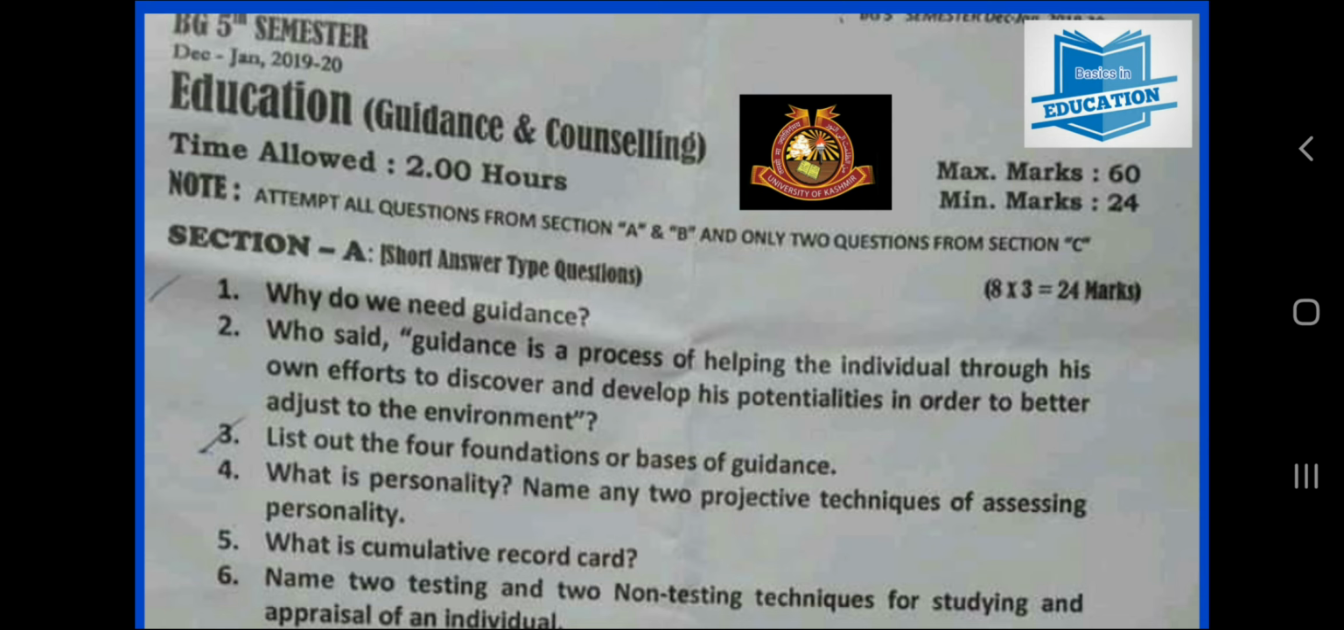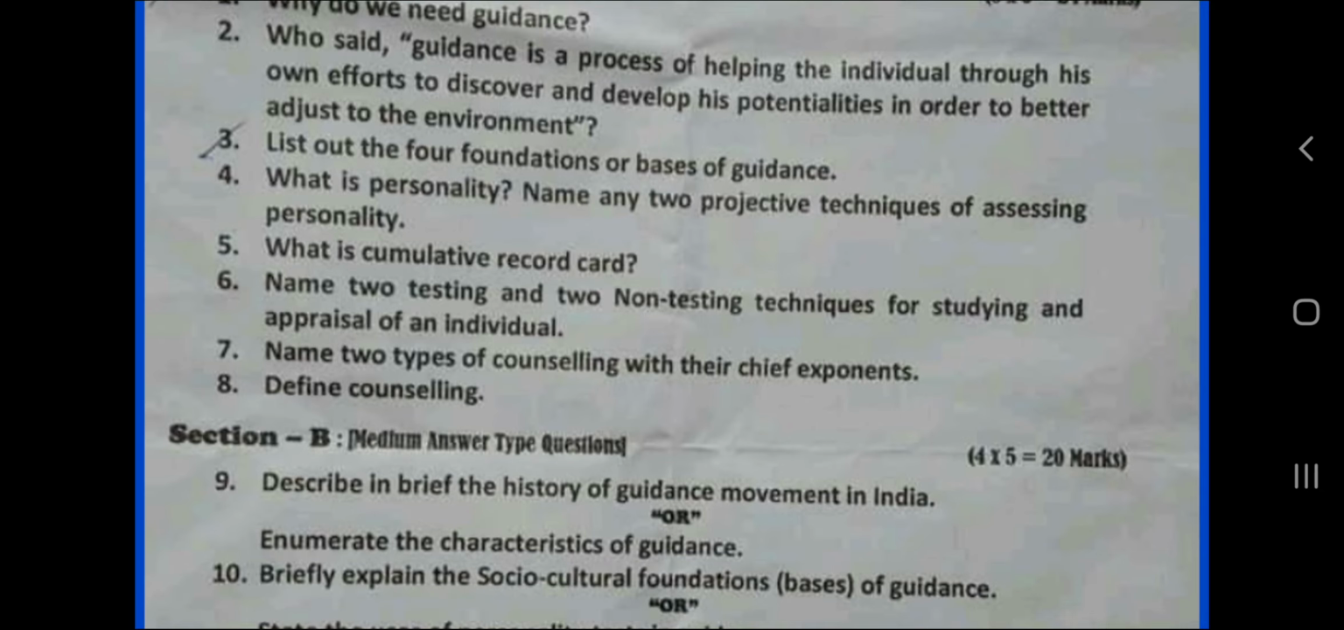Question number 1, why do we need guidance? Question number 2, who said guidance is a process of helping the individual through his own efforts to discover and develop his potentialities in order to better adjust to the environment? Question number 3, list out the 4 foundations or bases of guidance.